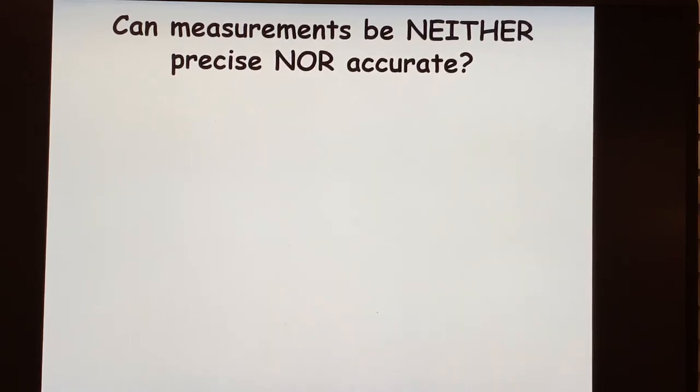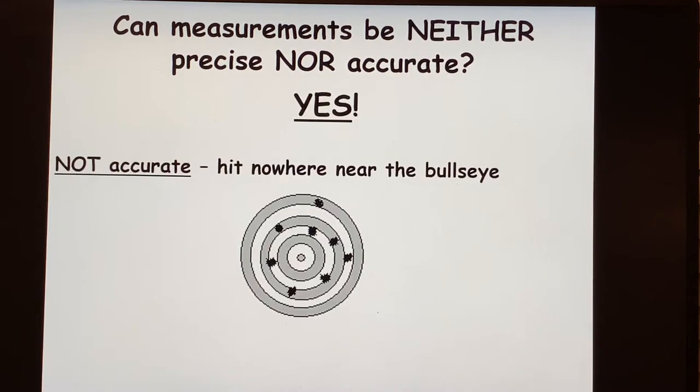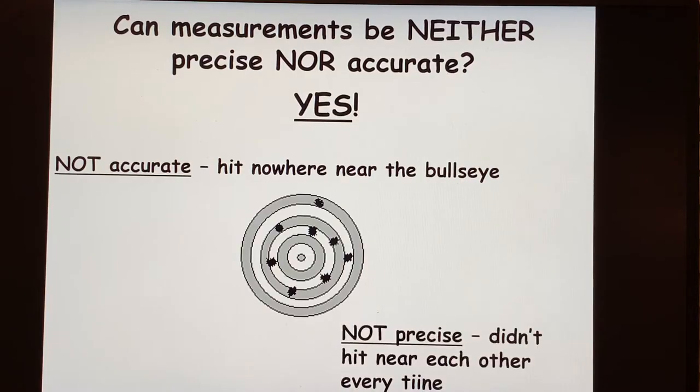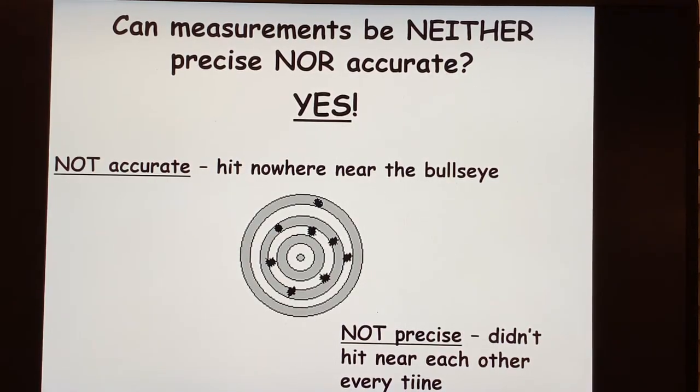Now, can measurements be neither precise nor accurate? What would that look like on a target? Right, they'd be everywhere. Nowhere near the bullseye and nowhere near each other. Virtually every time. This would be like if you stepped on a scale and the scale told you that you were 120, and then you stepped on it again and said you were 140, and then you stepped on it again and it said you were 130. So that would be a machine that would have serious problems.